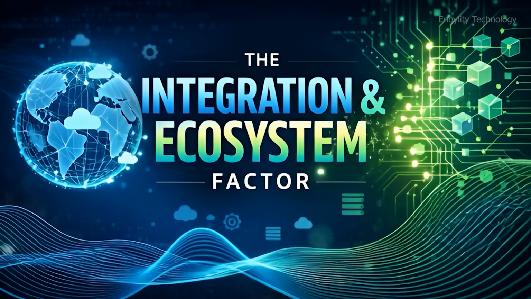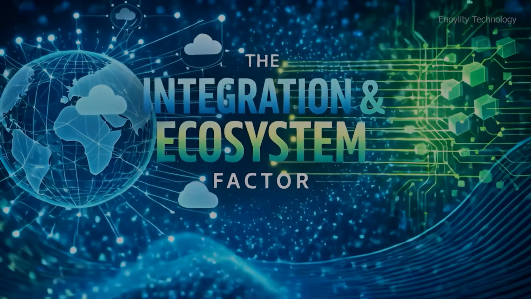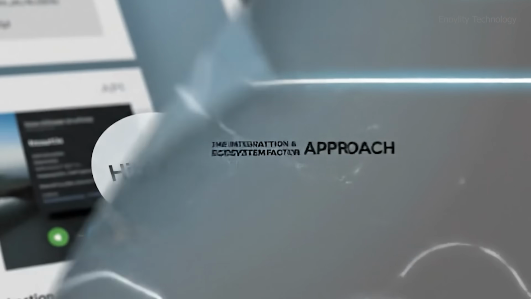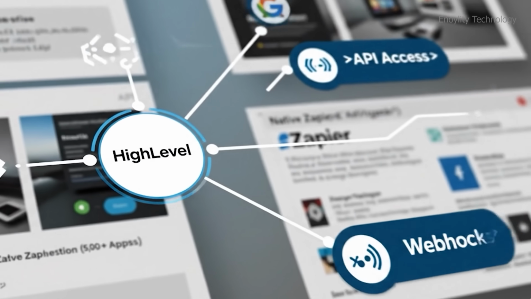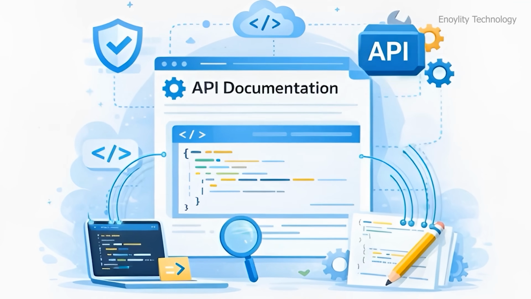The integration and ecosystem factor. Now, let's talk about something that doesn't show up on feature comparison charts, but absolutely matters: integrations and ecosystem. HubSpot has hundreds of integrations. They win on sheer volume. ClickFunnels plays reasonably well with others through Zapier. ActiveCampaign has solid API documentation.